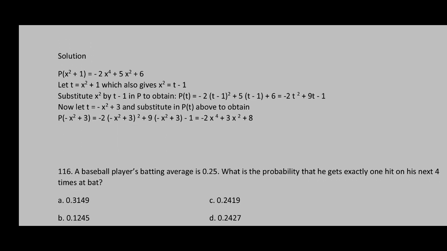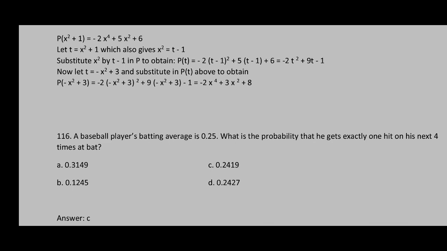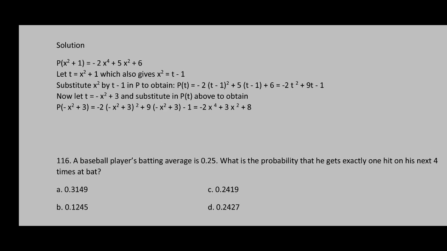And solution for this, P of x squared plus 1 is equals to negative 2x raised to 4 plus 5x squared plus 6. And let t is equals to x squared plus 1, which also gives x squared is equals to t minus 1. Substitute x squared by t minus 1 in P to obtain P of t. So, ipalit mo yung t minus 1 sa lahat ng x. Negative 2 times t minus 1 squared plus 5 times quantity t minus 1 plus 6 is equals to negative 2t squared plus 9t minus 1.